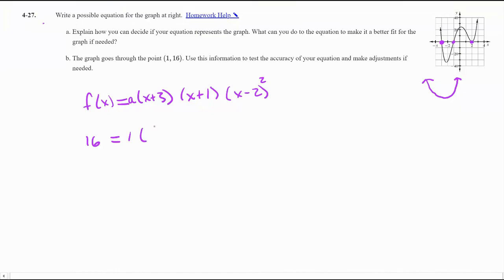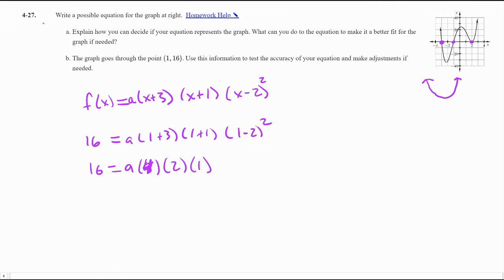So in this one here, I got x plus 3. So I got a, and then I'm plugging in 1 for my x values. 1 minus 2 squared. Now I'm just simplifying. So I got 4 times 2 times -1 squared, which is just +1. And so then I get 16 equals 8a, and my a value becomes 2.